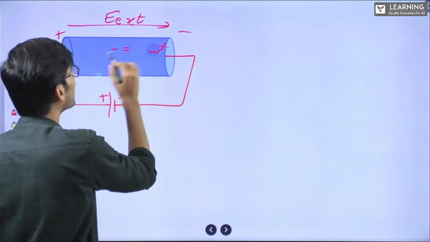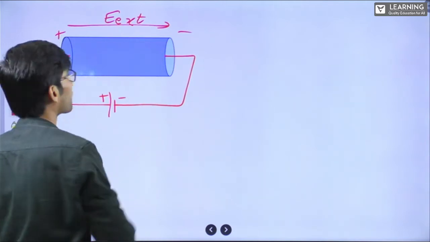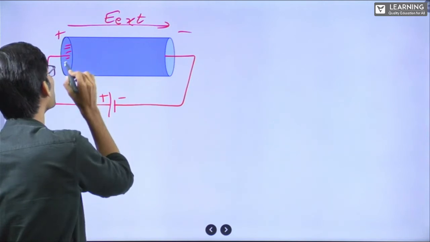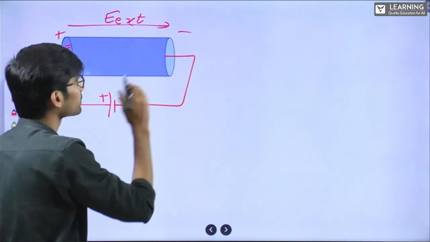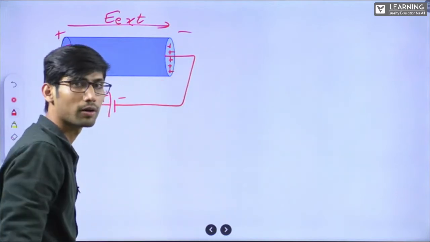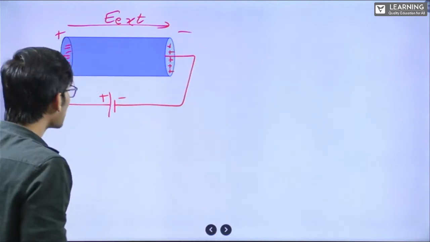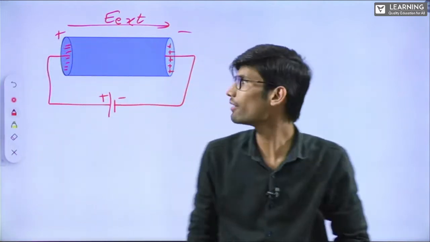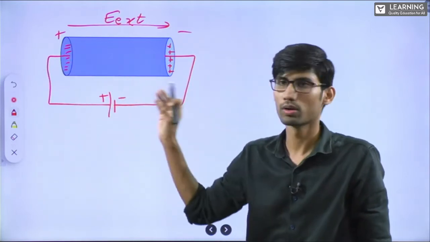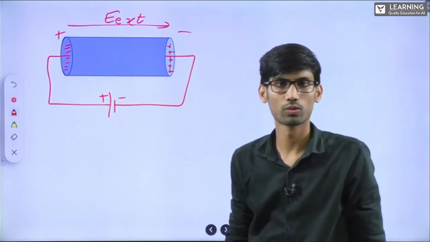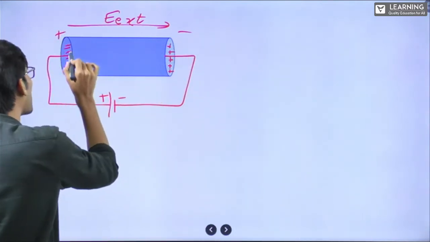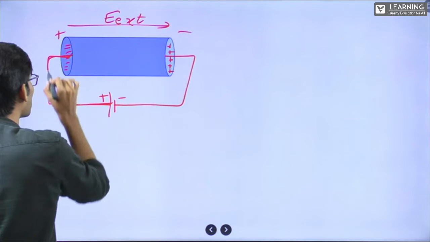Why? Let's see. I told you there that the electrons will be accumulating here, opposite to this E external. Protons or positrons, the plus charge, will be accumulating here. But the moment we connect it with the battery, now it is not isolated. A wire is connected. These electrons now have a path to go. They have a road in front of them to go. Earlier there was nothing. Right now they start moving from here.